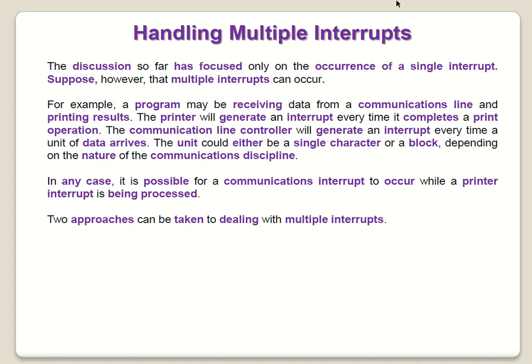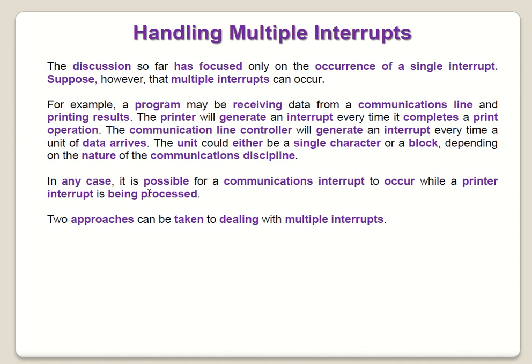A program may be receiving data from a communication line and printing results. This is an example. So the printer will generate an interrupt every time it completes a print operation. Similarly, a communication line also generates an interrupt every time data comes in.